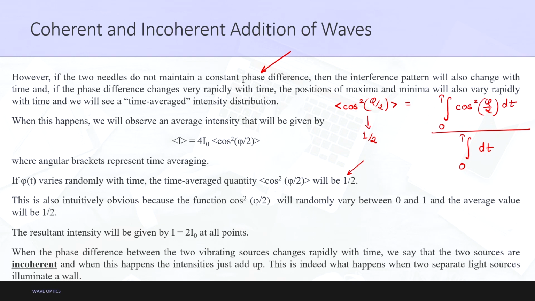Now, this is also intuitively obvious because the function cos square omega t will randomly vary between 0 and 1 and the average value will be 1 by 2. What does this line try to explain to you? Let us suppose I explain to you using a graph here. As we are talking about time, it can't be negative. So, everything being explained is from this point only.